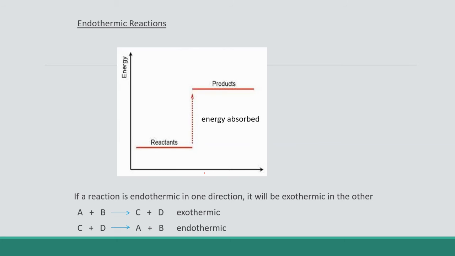This compares with the endothermic reaction, where the reactants have less energy than the products, so the difference is the energy absorbed. If a reaction is endothermic in one direction, it will be exothermic in the other direction. So if A plus B equals C plus D is exothermic, then the reverse reaction will be endothermic.